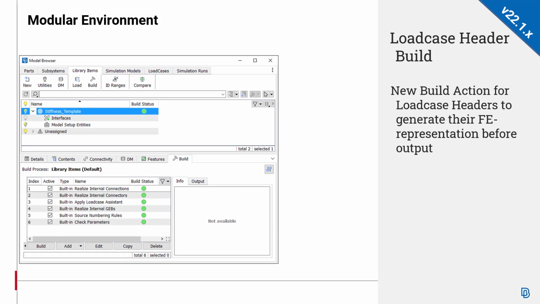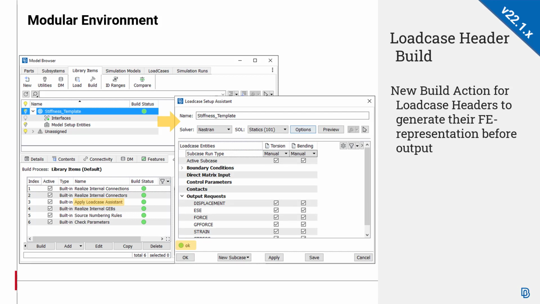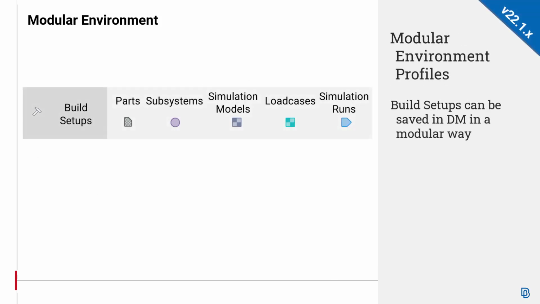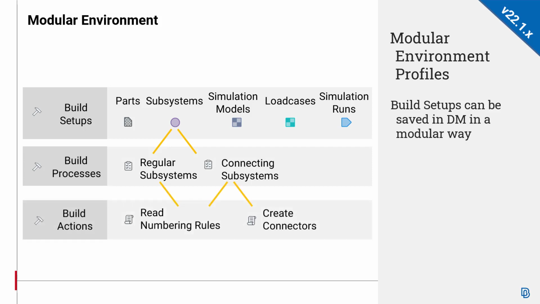The default build process of the load case assistant is enhanced by including a new build action named Apply Load Case Assistant. This action is used in load case headers to generate their FE representation before the output. Dedicated to crash applications, FMVSS 201U load cases can now be set up with the aid of target points load cases. Saving of the build setups in DM in a modular way is now supported to enable their reusability.